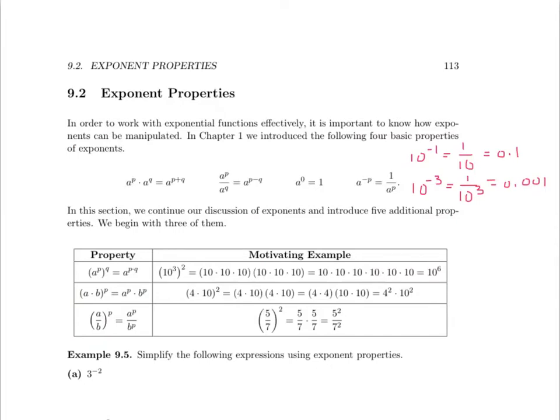Finally, if I have a fraction, a over b, that's raised to a power p, I can calculate the result by taking the numerator and raising it to the p, taking the denominator, raising it to the p, and dividing. So let's see an example. If I were to square 5/7, that means I take 5/7 and I multiply it by itself twice. But we know how to multiply fractions. We multiply the numerators and we multiply the denominators. That would of course give us 5 squared over 7 squared. So you can see, again, an application of this property.